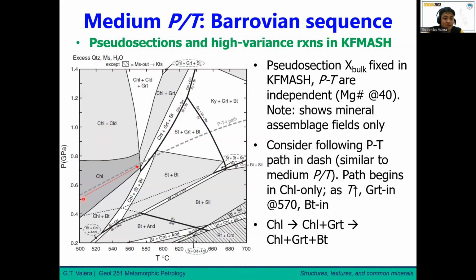So, consider the following PT path in dash. This is similar to the medium PT. The path begins as chlorite only. But as temperature increases, garnet is included at 570. And then biotite also at this curve. And then chlorite to end. So the sequence is chlorite only, chlorite plus garnet, then chlorite plus garnet plus biotite. Until eventually, there is no more chlorite, and it becomes staurolite biotite, staurolite garnet biotite, etc. So, this is what we discussed earlier.